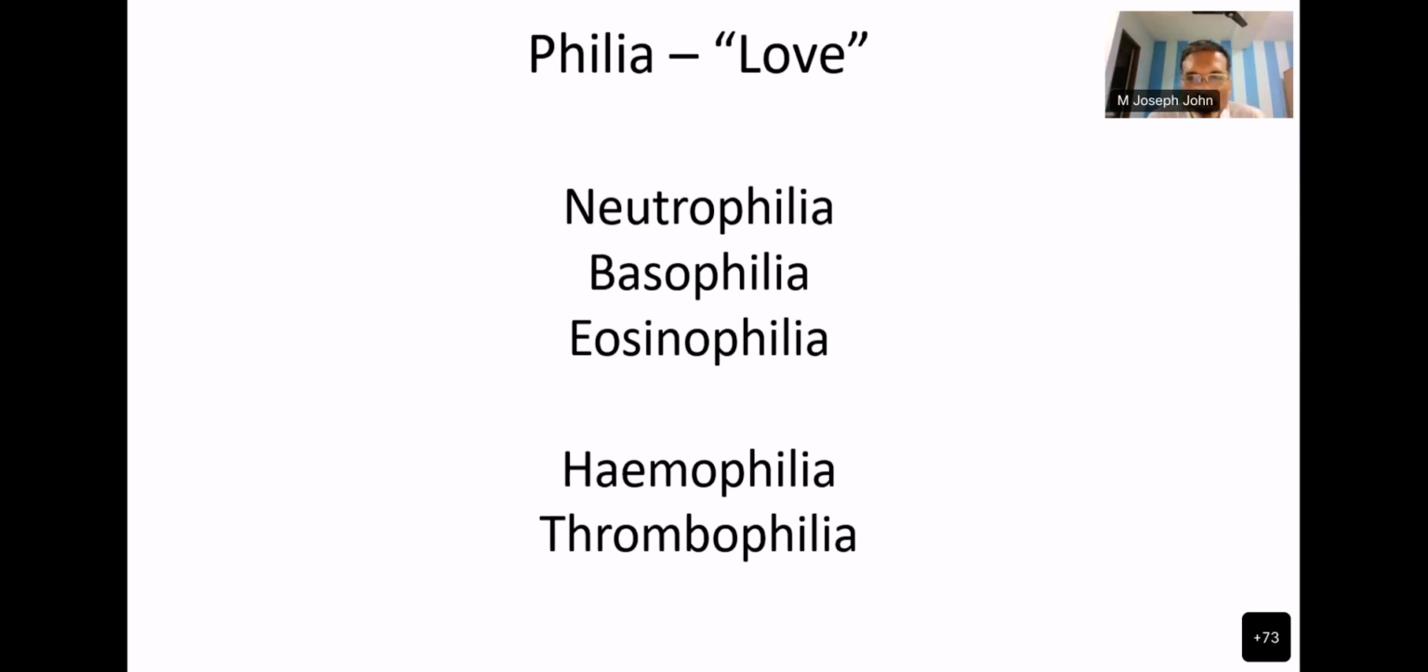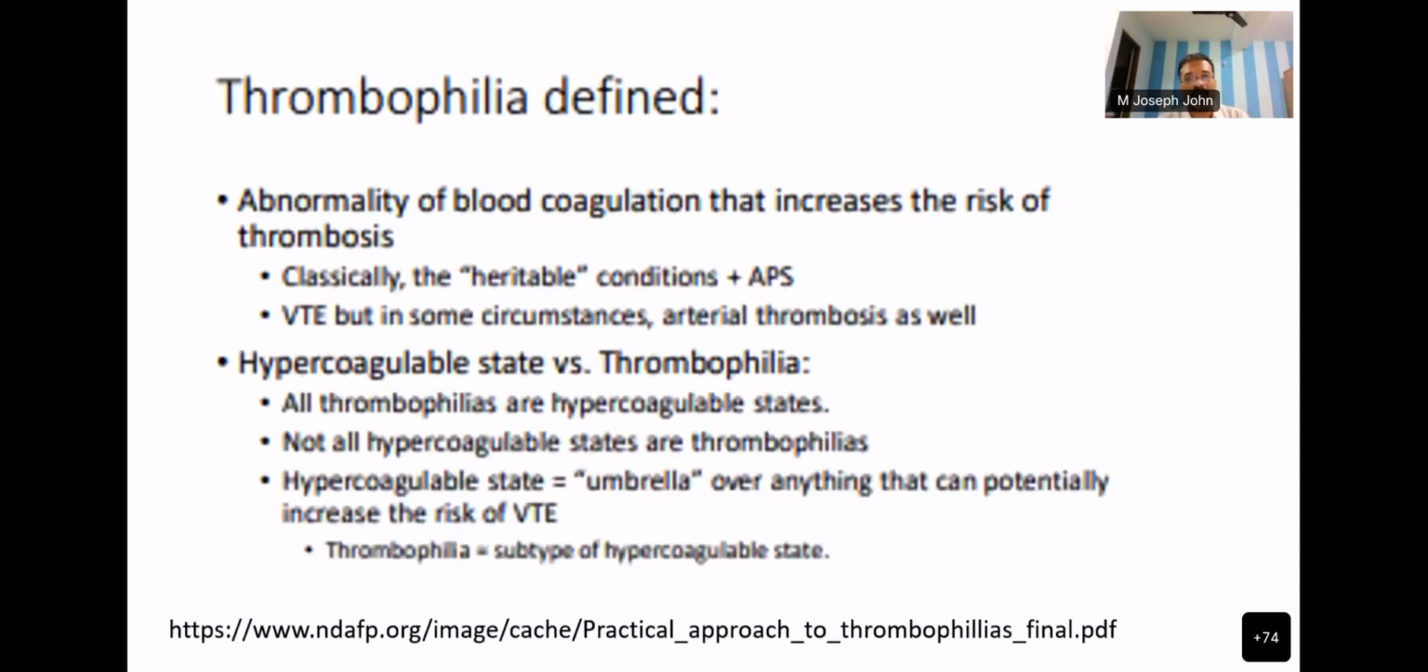So as we talk about it, philia means love, and then we have neutrophilia, basophilia, eosinophilia, hemophilia, and thrombophilia. Not necessarily is it being in love with it, but we use philia for plenty of things, and the other one is probably more attracted towards blood flowing and clot forming.